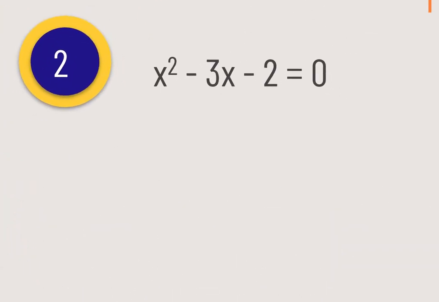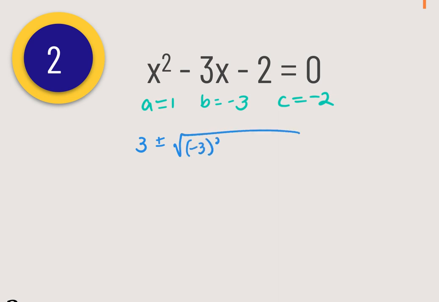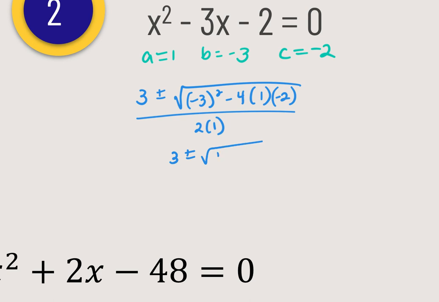Different kinds of answers. So for number 2, my A would be 1. My B is negative 3. My C is negative 2. I get negative 3, so it's 3, plus and minus the square root of negative 3 squared minus 4 times A, which is 1, times C, which is negative 2, all over 2 times A. 3 plus and minus the square root of 9. Negative 4 times 1 would be negative 4, times negative 2 is a positive 8. So 9 plus 8, over 2. And I'd get 3 plus and minus the square root of 17 over 2.